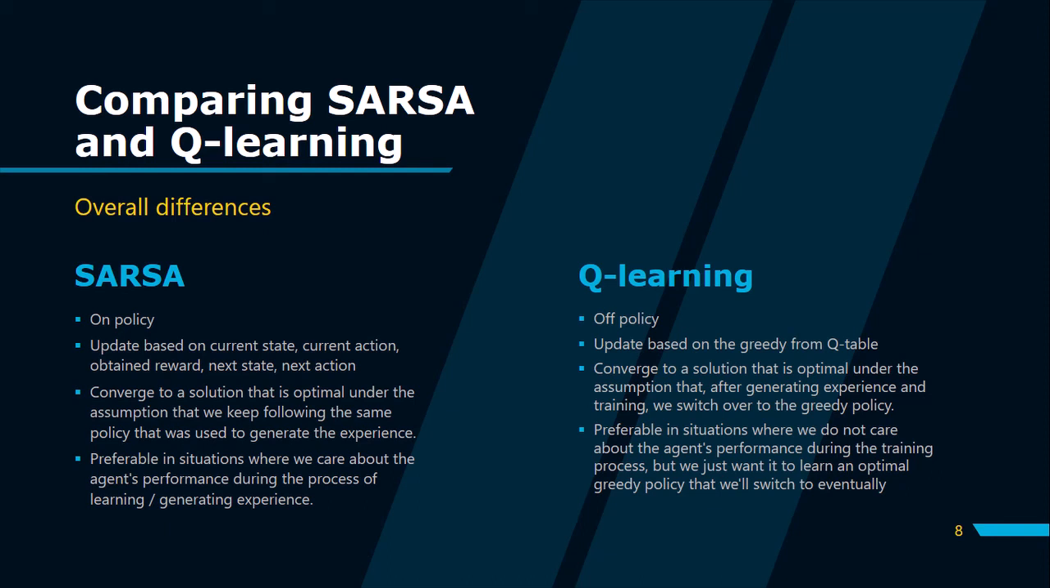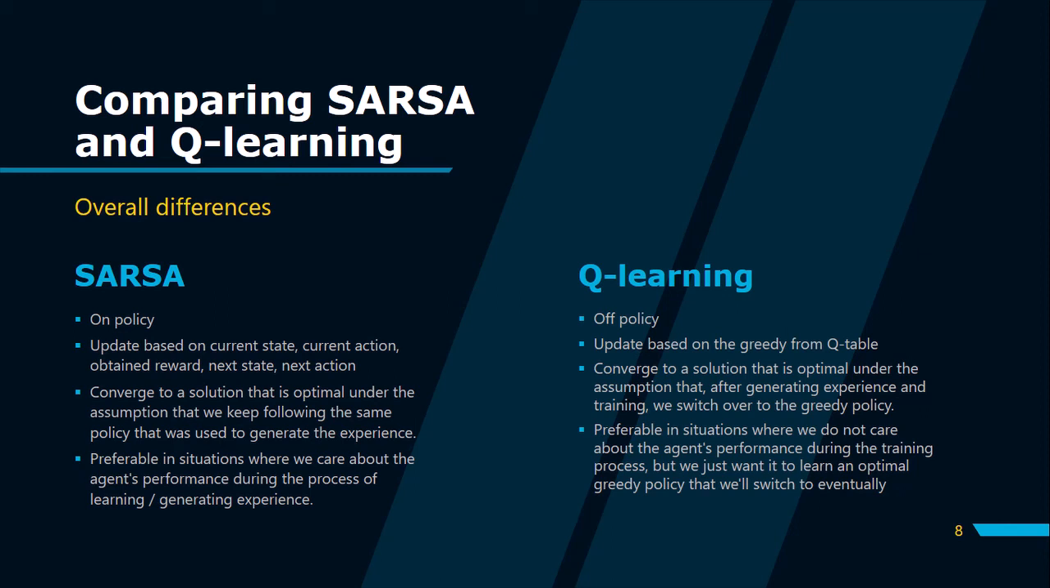SARSA converges to a solution that is optimal under the assumption that we keep following the same policy, while Q-learning is based on the assumption that after generating experience during training, we switch to the greedy policy. So Q-learning is greedy, that's the basic thing. And because SARSA is very mindful about the next action.